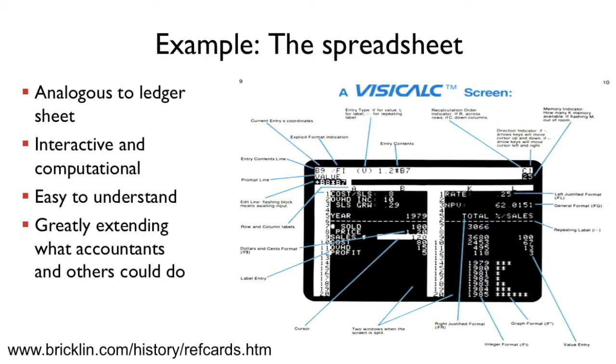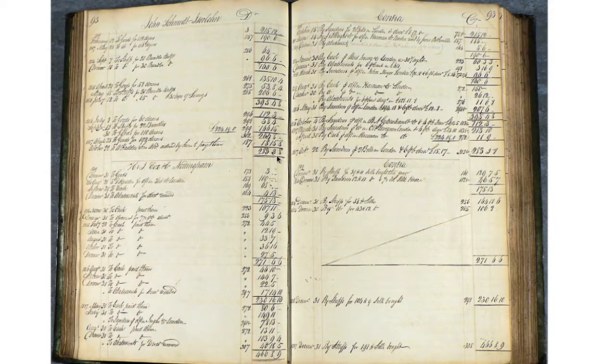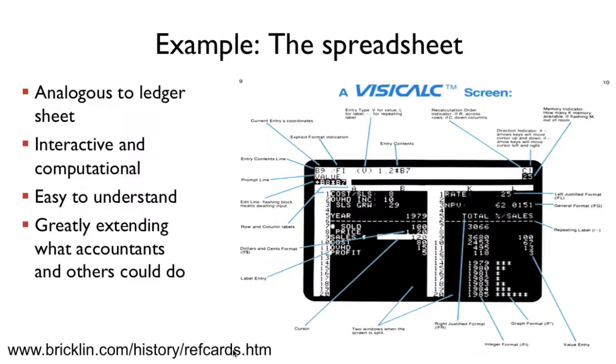You can see, just like on the page before, you've got a couple of columns, you've got a bunch of cells there. You can put numbers in the cells, and so this is very, very easy for business owners to understand because it used the same metaphor. But it also improved upon the metaphor. The advantage of using VisiCalc, of course, is that you could add formulas to the cells. So when you put your numbers in, it would automatically add up all the formulas. So it really extended what accountants and others could do.